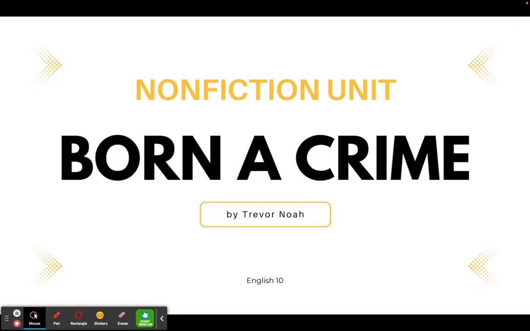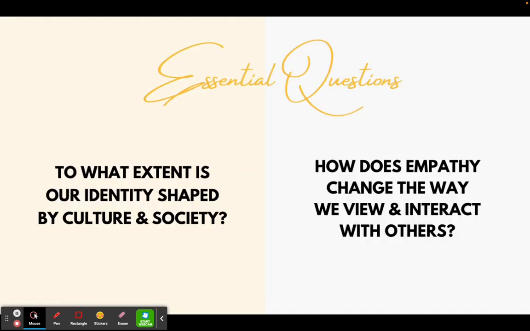So speaking of the book that we're going to be reading, we are reading Born a Crime by Trevor Noah. As we read, these are the 2 questions by the end of the unit that we want to be able to answer. To what extent is our identity shaped by culture and society? And how does empathy change the way that we view and interact with others?